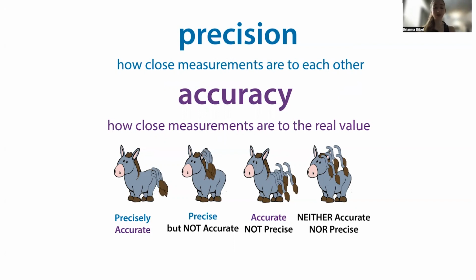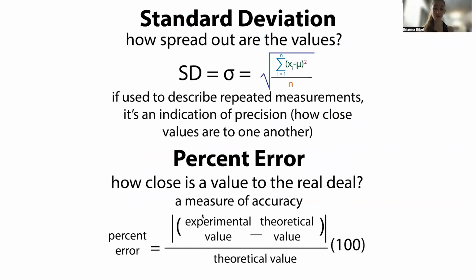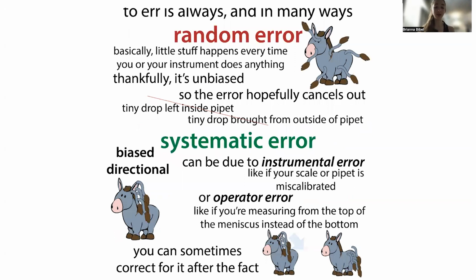In terms of accuracy, if we know the real value or the theoretical value, we can calculate the percent error, which is going to tell you how close your value is to the real value. Your measured value could be off because of things like random and systematic error.